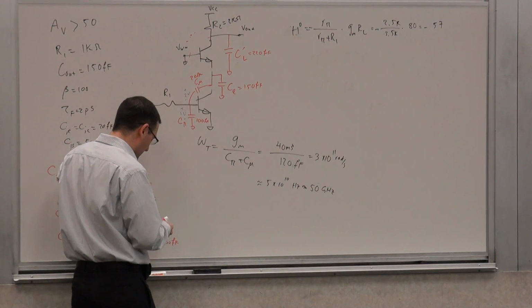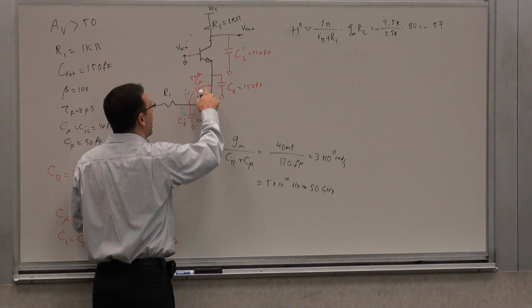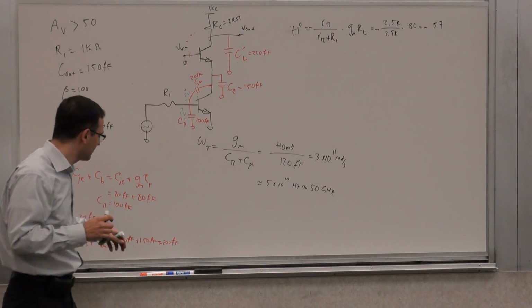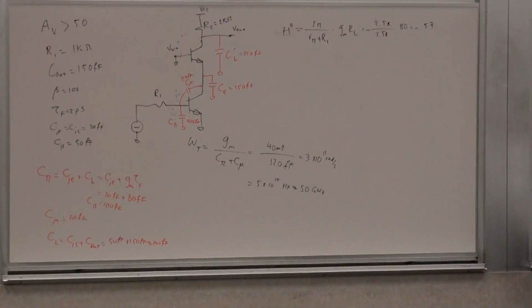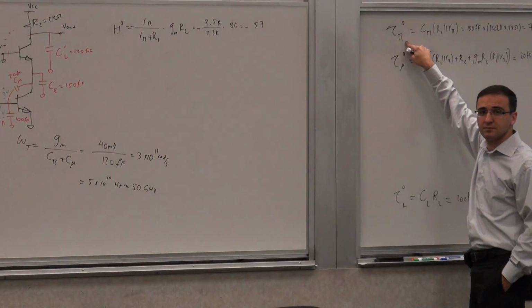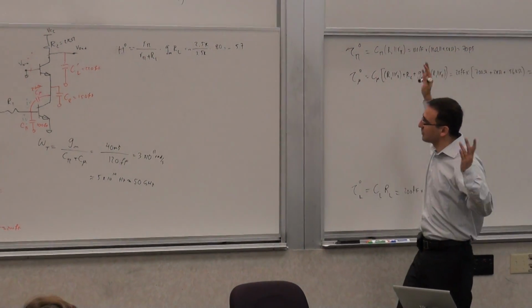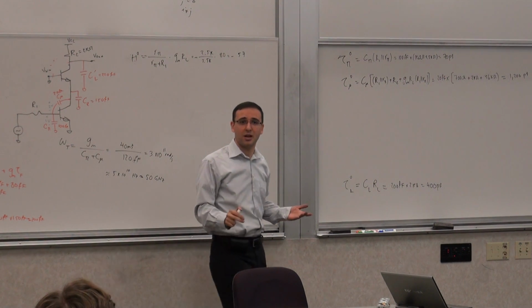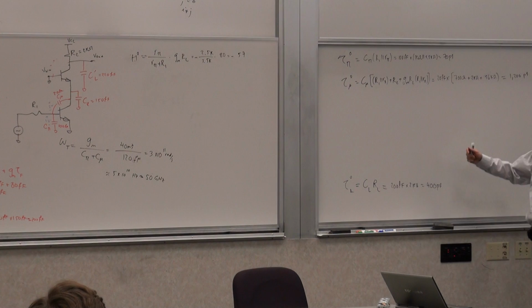But how does this solve the problem, by the way? If you think about it, do I still have Miller multiplication here? Well, let's find out the time constants and see what happens. So what are the new time constants? C pi, has it changed? It's tau pi 0. It hasn't changed, right? So tau pi 0 remains the same, so good for me, I don't have to recalculate it. How about tau mu? It better have changed. I mean, I did all of this to make it better, right?